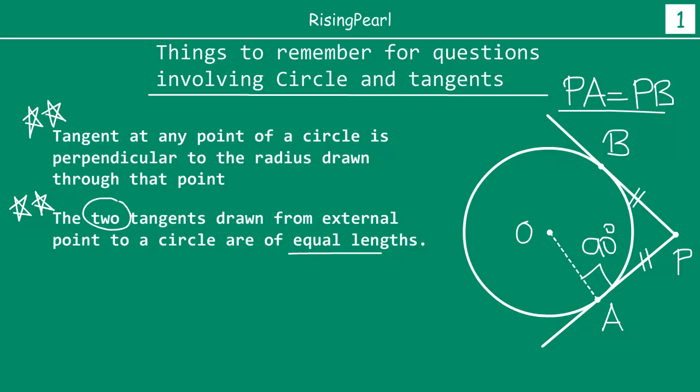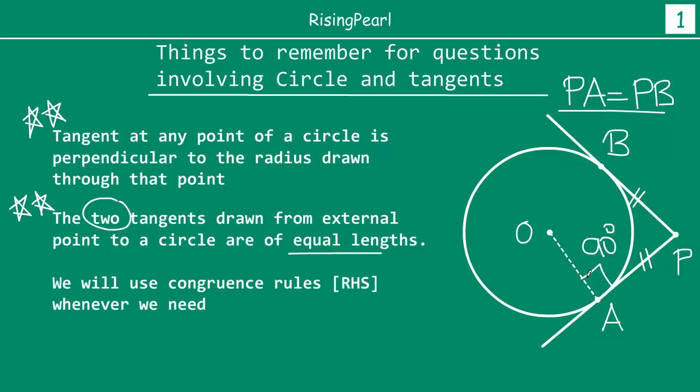Then friends, we talked about how, because we have a right angle, there are many examples where we may need to draw upon our experience of congruent triangles. We may need to prove two triangles congruent and then use that information to solve the question. And whenever we do so, particularly this congruence rule is of great importance to us: right angle, hypotenuse, side. We talked about that in the last episode as well.